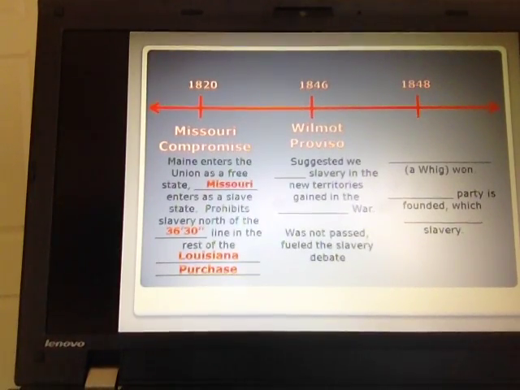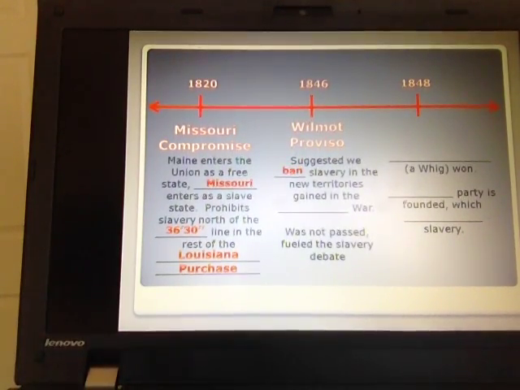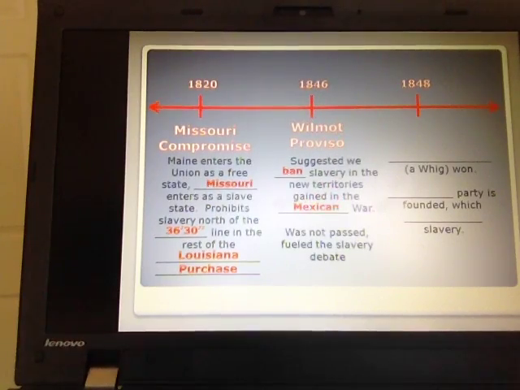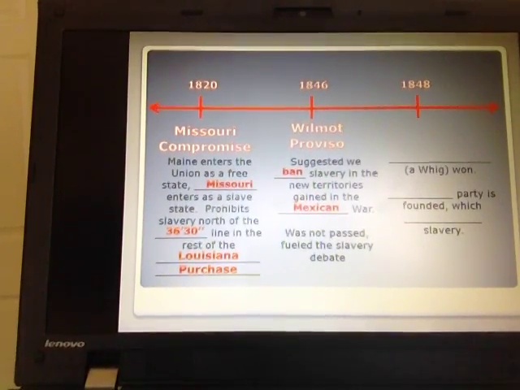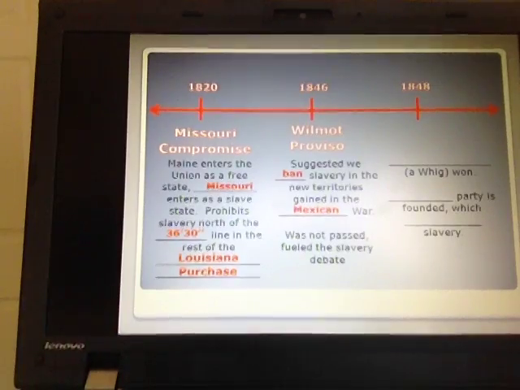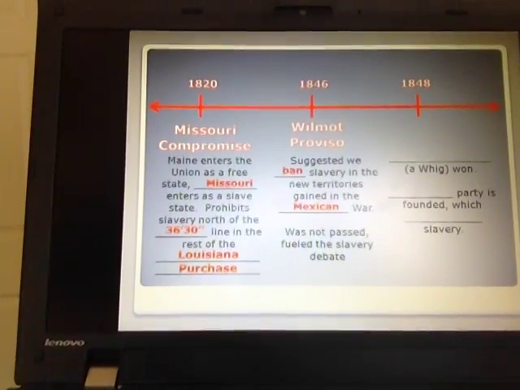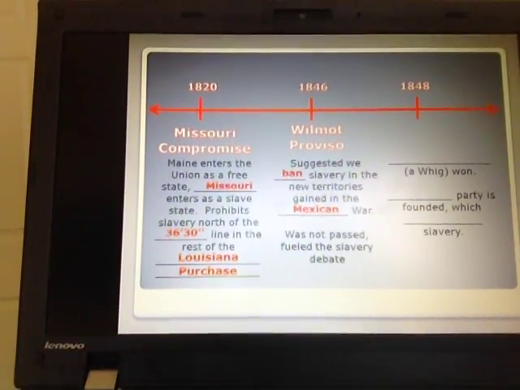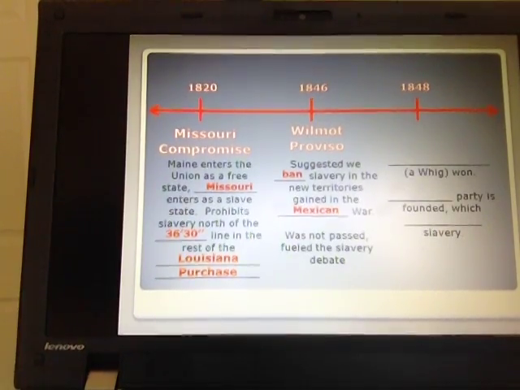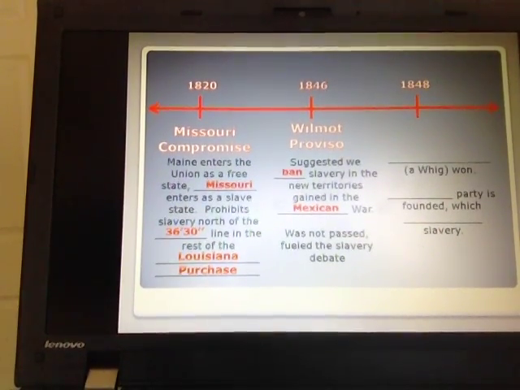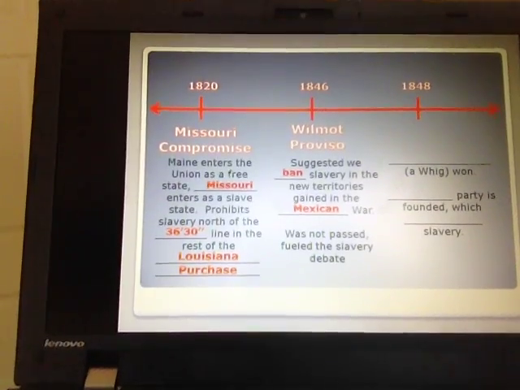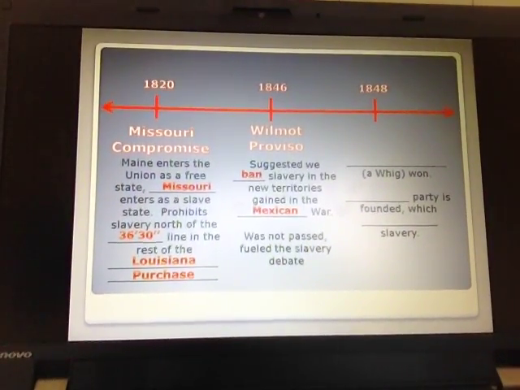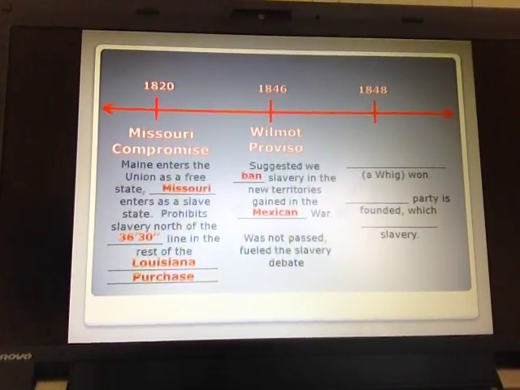The Wilmot Proviso suggested that we ban slavery in the new territories gained in the Mexican War. It was not passed, as we've talked about before, but it did kind of start the huge debate about what we were going to do about slavery in the new territories. And so it really kind of is the starting gun of the pre-Civil War slavery debate.